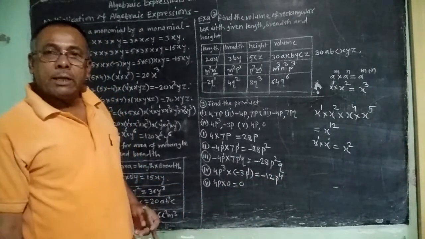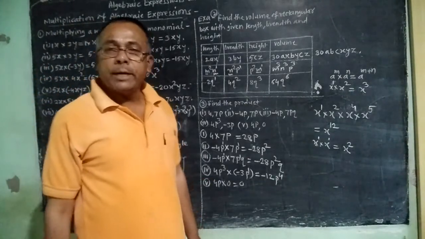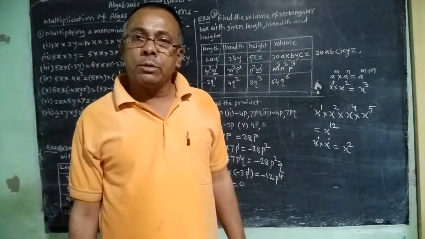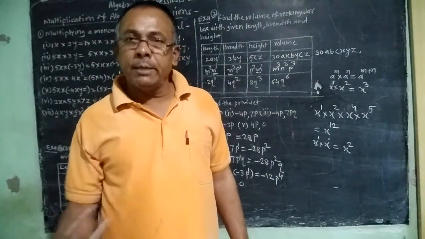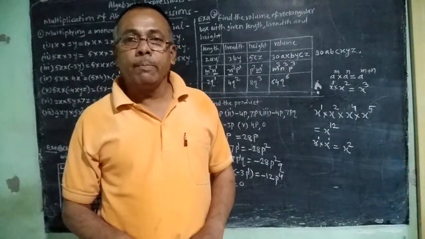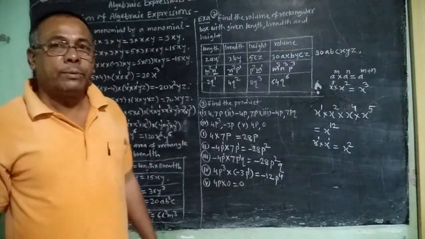And in the last example, 4p into 0, we know that if we multiply any number by 0 or 0 by any number, then the multiplication is always 0. So 4p into 0 is equal to 0.